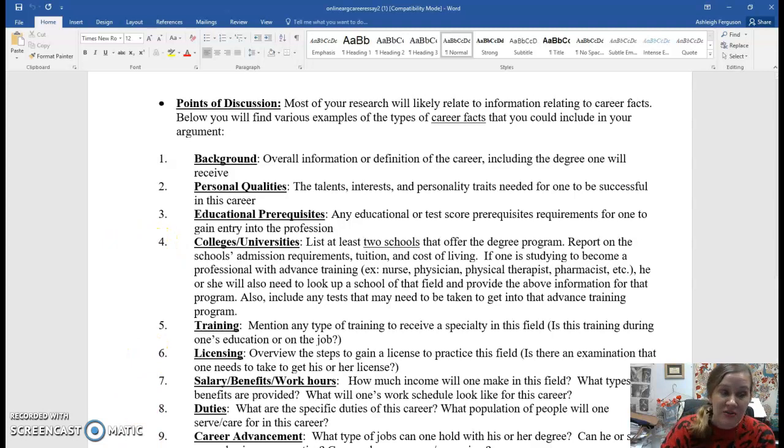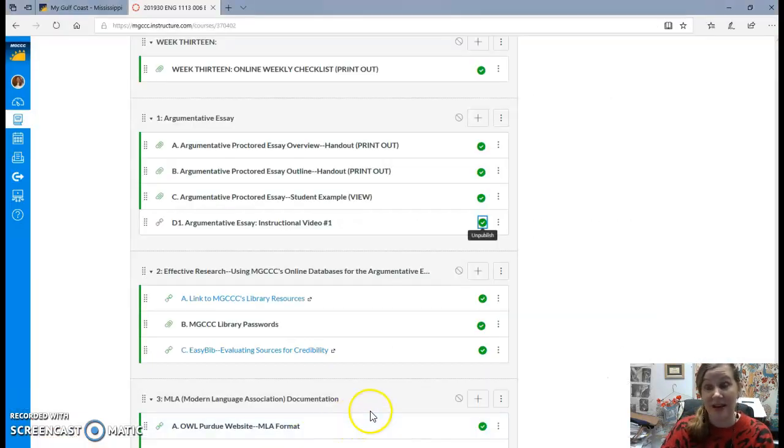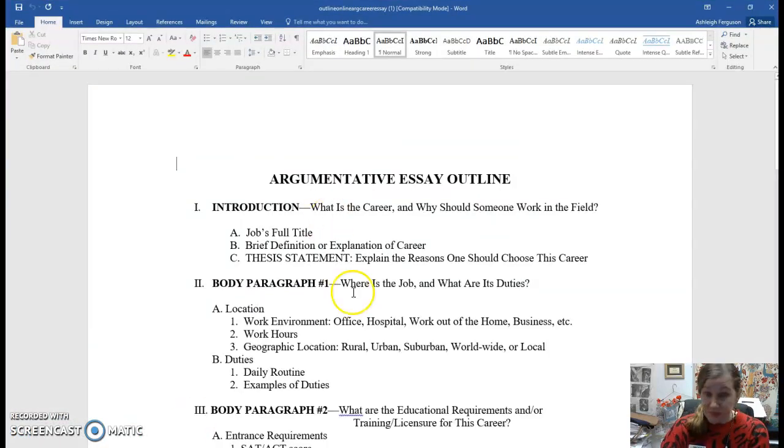Now, I wanted you to notice you do have an outline that you can use as a guide. I'm not requiring you to complete an outline, but you may want to do this before you write your first draft because, again, this essay is worth 25% of your grade. So if you look underneath week 13 under module 1, you'll see it's the second on the list, letter B, the proctored essay outline, and this is the outline right here. Now, again, this is just a guide of how you could set up your essay.